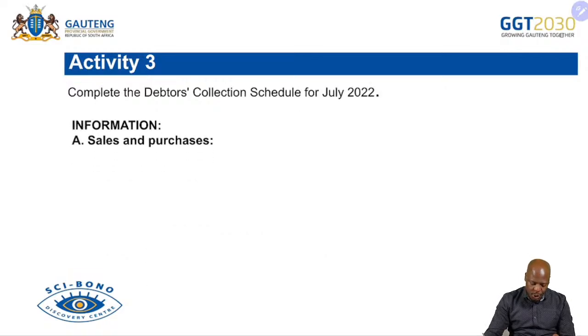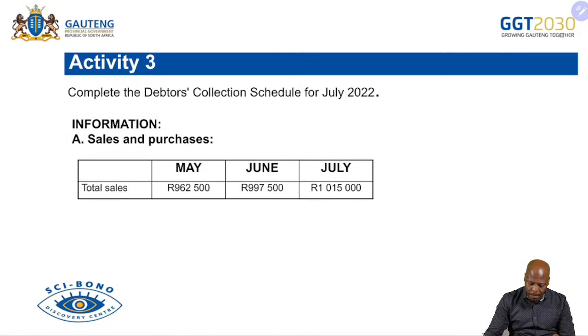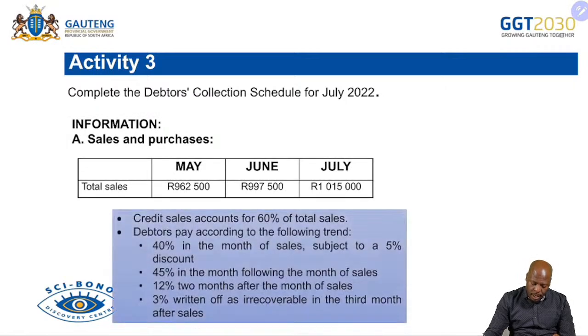Debtors collection schedule. Here's the information: sales and purchases. And then credit sales amount to 60% of total sales. And then debtors pay according to the following trend. So 40% in the month of sale, 45% in the month following, and then 12% 2 months after.